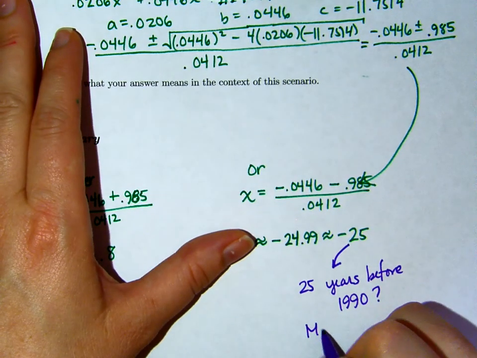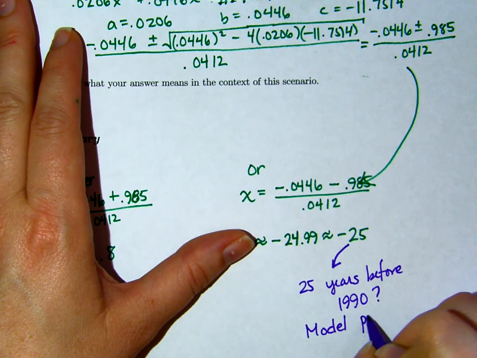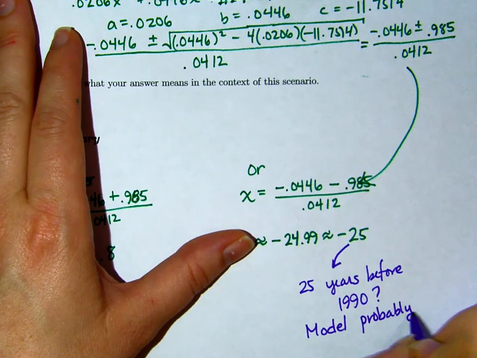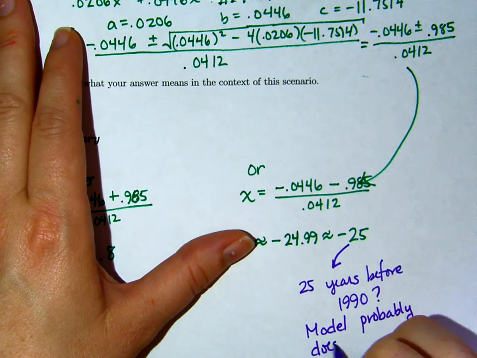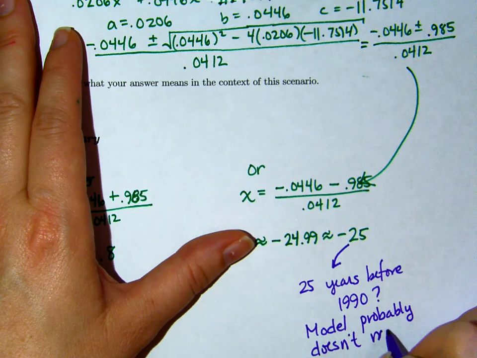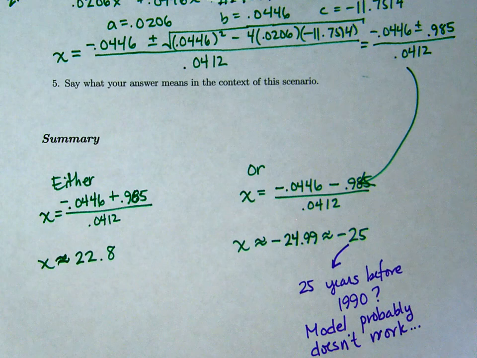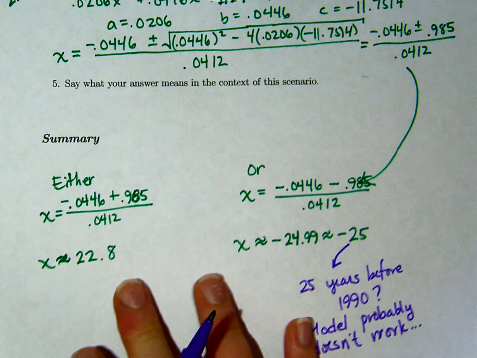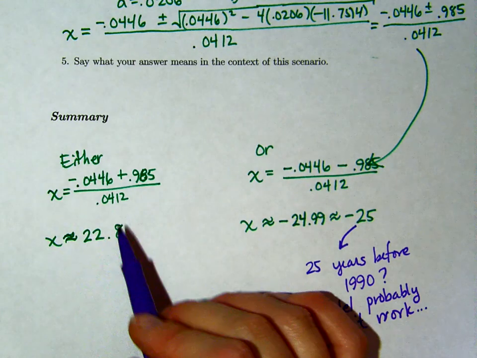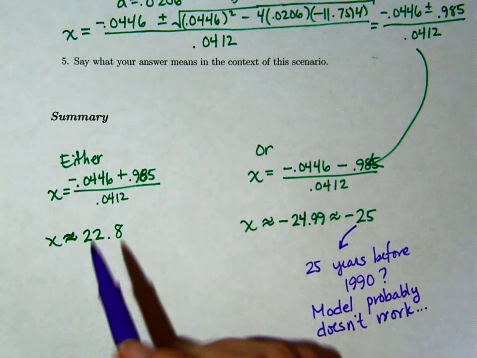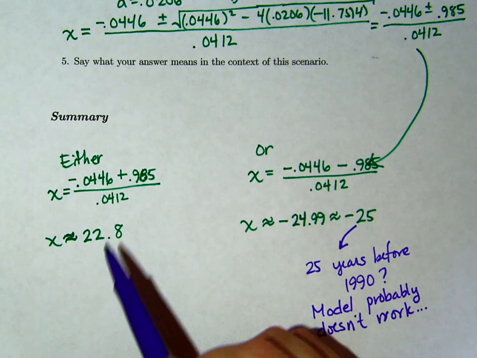So the model probably doesn't work. Yeah, I think the popularity of bottled water is, century-wise, a relatively new thing. The idea of filtering water, however, is not. That we've been doing for quite some time.